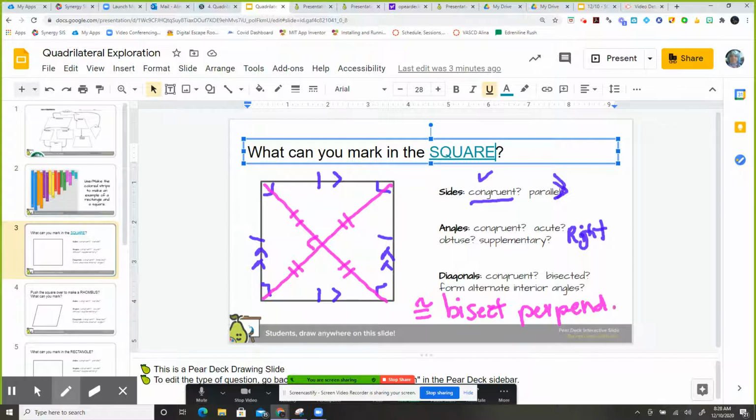So you want to have all of those markings, the right angles at the corners, the congruent sides, the parallel sides, and the congruent perpendicular bisecting diagonals. The square is perfect in every way. It's got 4 lines of symmetry. We can fold it a bunch of different ways.